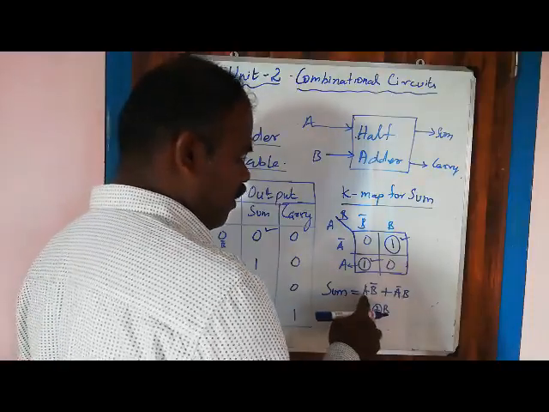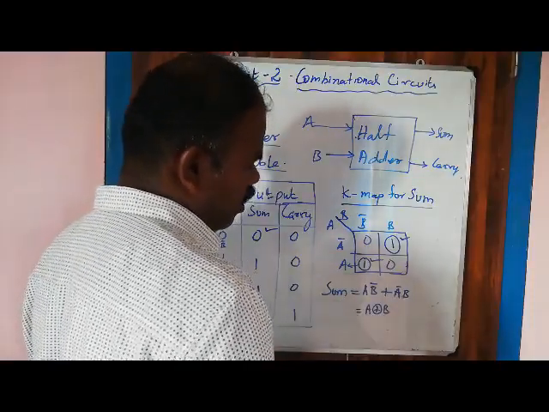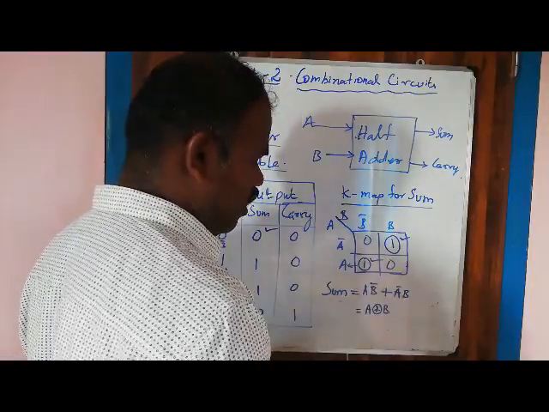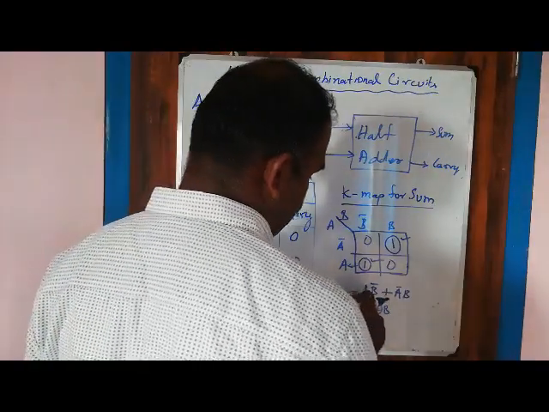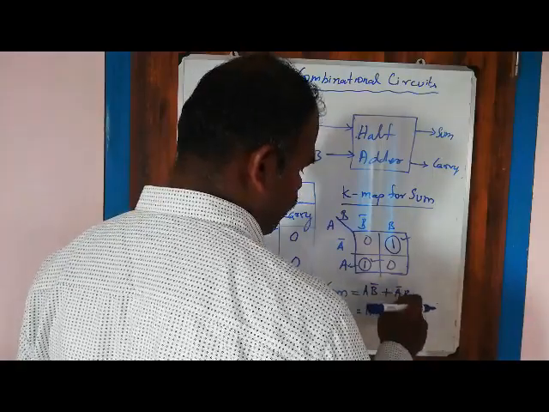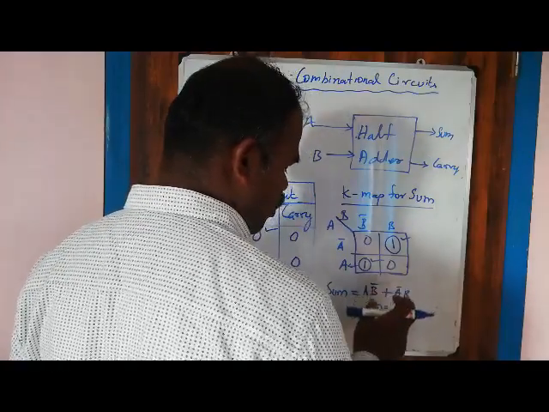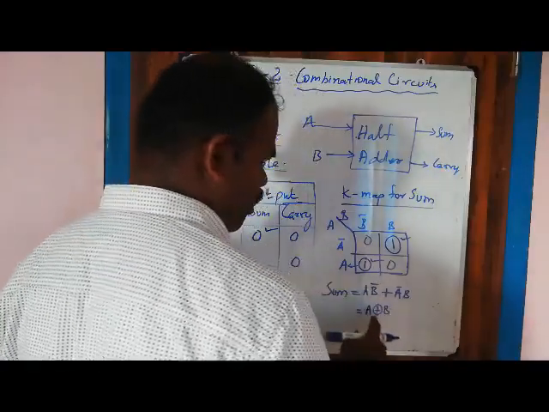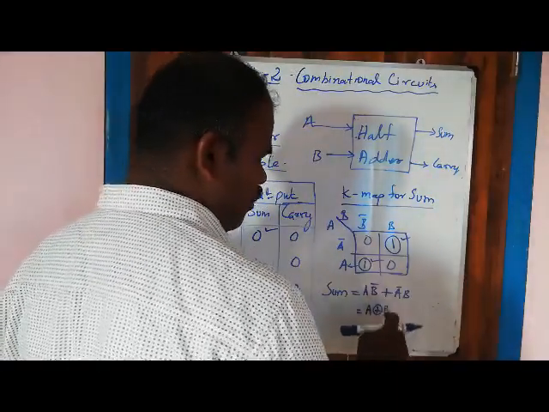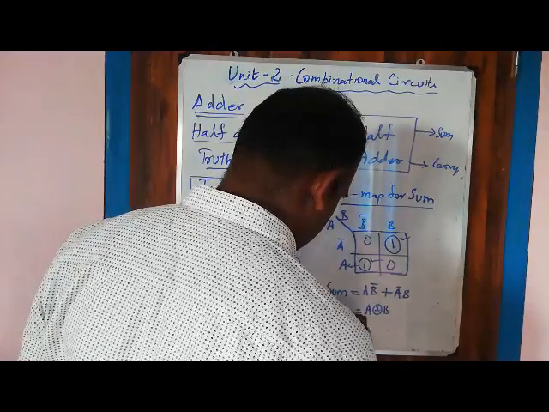Okay, already I taught this one in the XOR logic gate. That is A B bar plus A bar B. This is the XOR addition output. Okay, we can write it like A XOR B. Okay, this is sum.